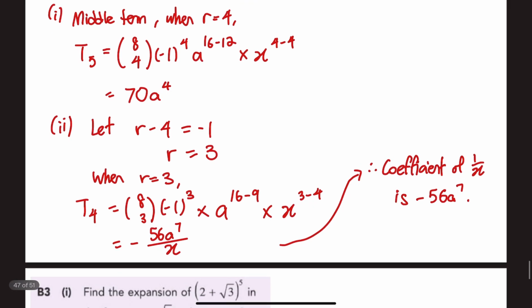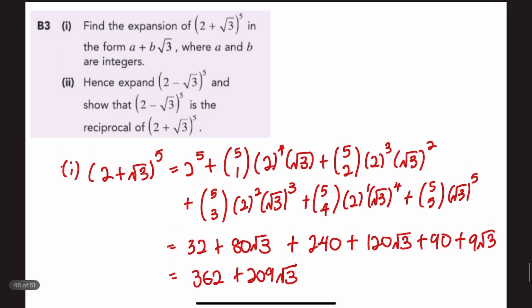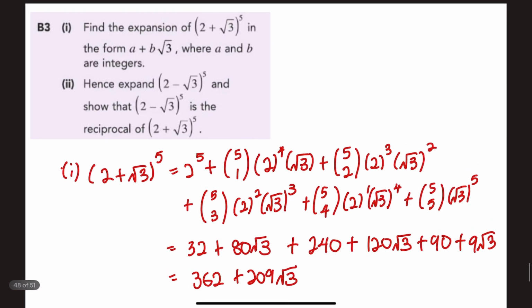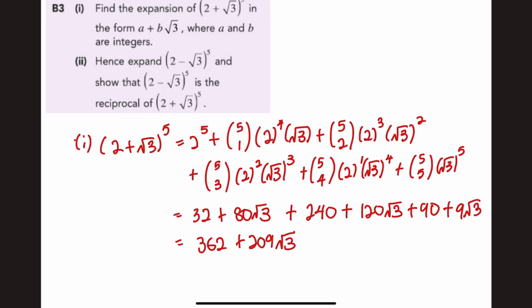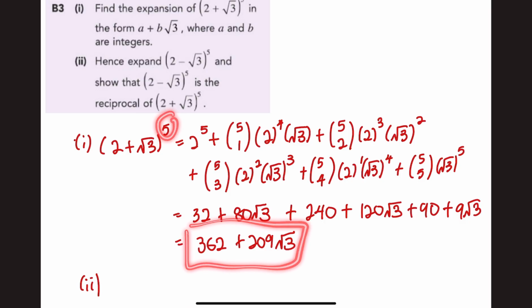Let's now move on to question number 3. Okay, question number 3 over here, part 1 I won't go through because it's very standard. It's just testing your algebraic manipulation and simplification skills of surds. So over here part 1 is as such. I'll go through part 2. Hence expand this. So in part 1 you have shown that 2 plus root 3 the whole thing power 5 will give you this answer over here.